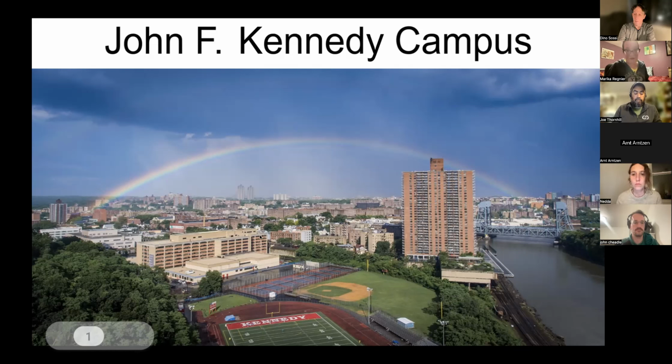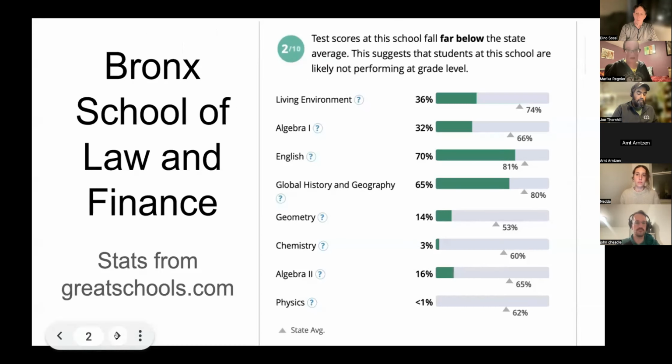This is a nice picture of it. They have a very nice playing field. Apparently, the athletic teams are really good. They're dominating. So this is JFK, but my school where I've been observing a Latin class is this one.